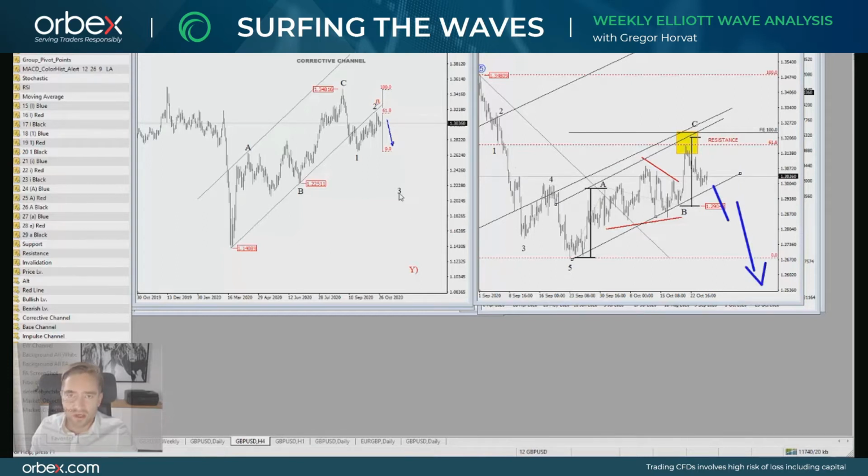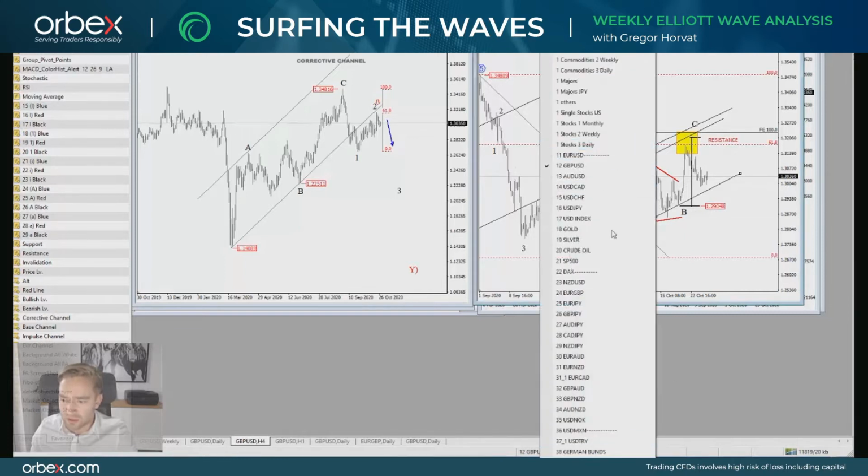So sooner or later I think that this cable will take us down, but as long as this trend line support holds, just be aware that something more complex can still be in the cards, meaning that even if this resistance is retested, this may not change our outlook. I still think that this recovery is corrective, and that sooner or later we will see weakness here.